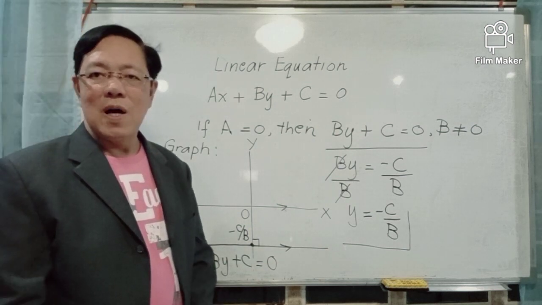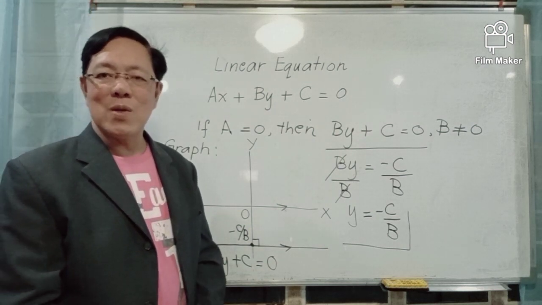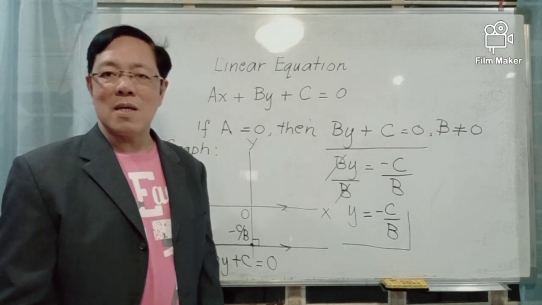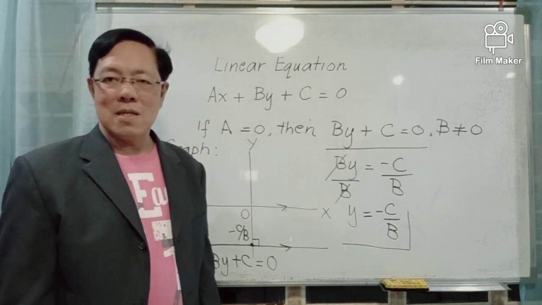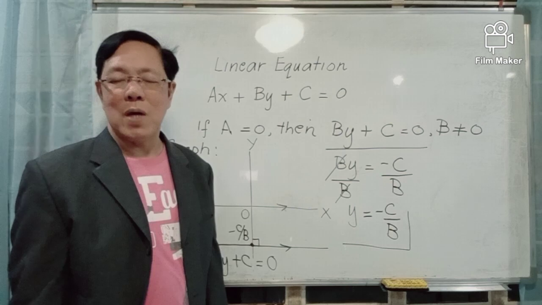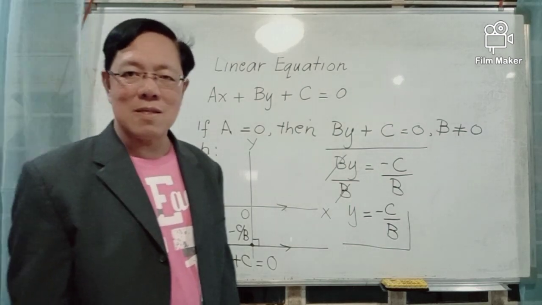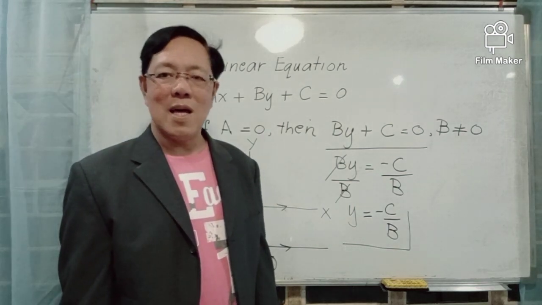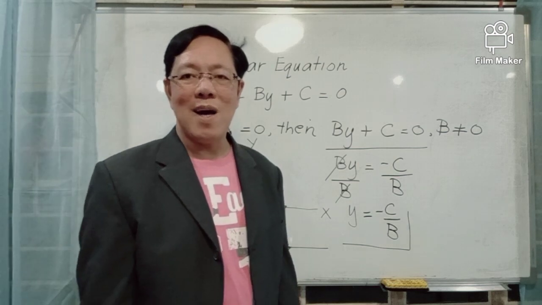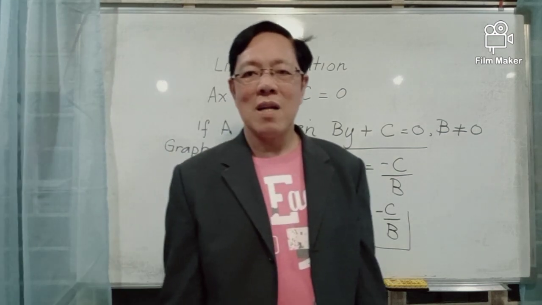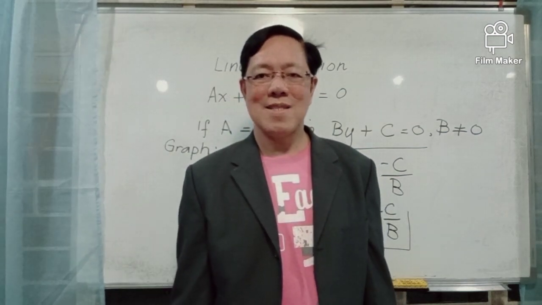The graph of a linear equation in one variable y is a straight line. It is a horizontal line passing through a point on the vertical axis, and the horizontal line is perpendicular with the y-axis and parallel with the x-axis.